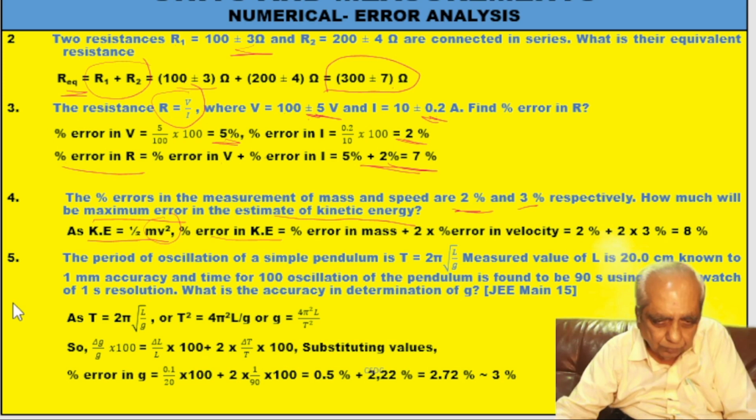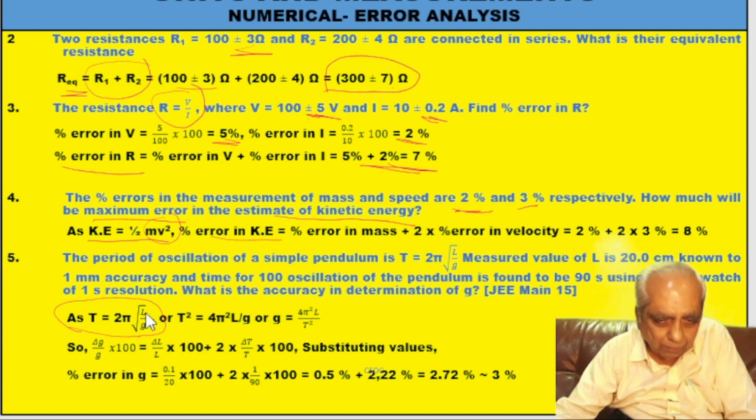Okay. Now the next sum is important. It has been asked in JEE, so it will be slightly tricky. This is the period of pendulum. So this sum is based on the period of pendulum. You know the formula that period T is equal to 2 pi root L upon G. Now the question is: what is the accuracy of determination of G?